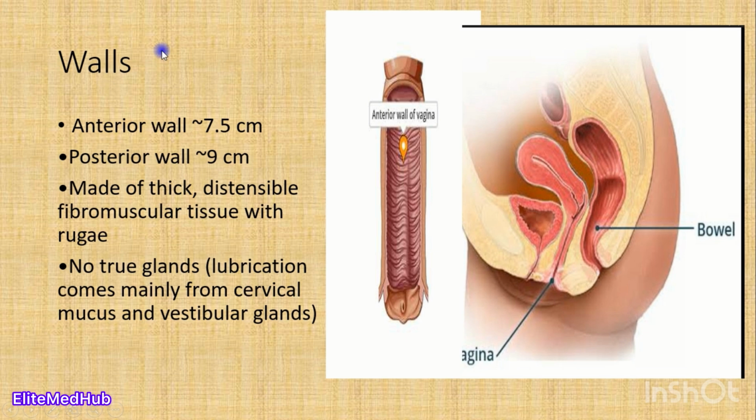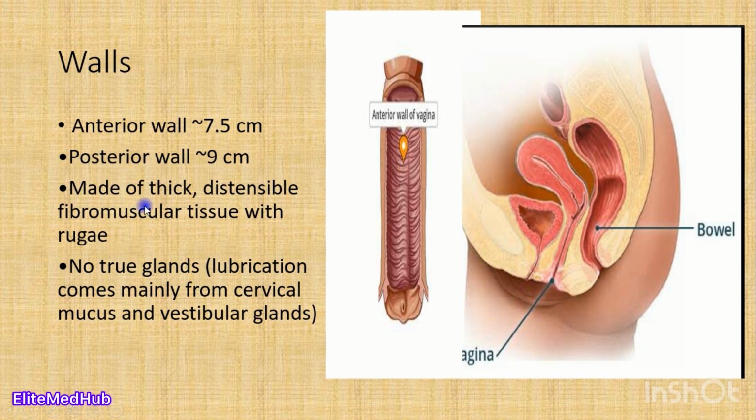So let's talk about the walls of the vagina. The anterior wall is approximately 7.5 cm. So this is the anterior wall of the vagina, and you should expect to get a measurement of 7.5 centimeters if you take measurements. That's approximately. The posterior wall is 9 centimeters. Here is the posterior wall of the vagina. You can see it runs upwards and backwards, and it is longer because it begins from the vulva somewhere here and extends to the fornix somewhere here.